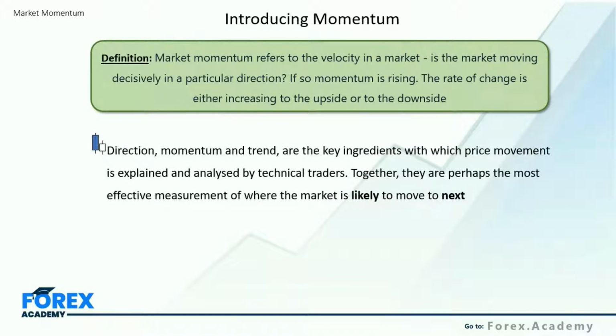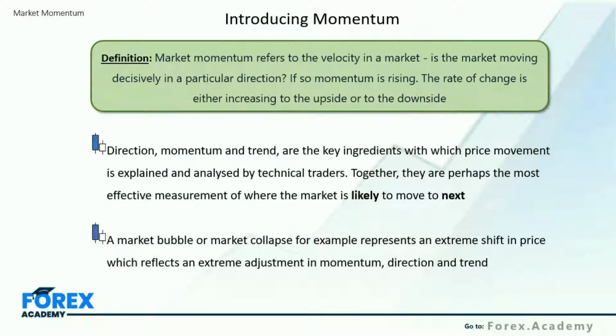So when we look at direction, momentum, and trend, these are all very much key ingredients with which price movement is explained and analyzed by technical traders. They're often looking to identify which way the market is moving in. Can we physically see the momentum in the markets? And if so, the likelihood is we could be trading within a trend. These are all things that are very, very important to technical traders. So together they are perhaps the most effective measurement of where the market is likely to move to next. That's why these things are crucially important.